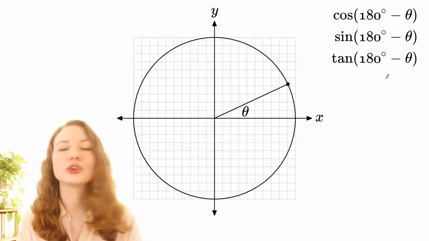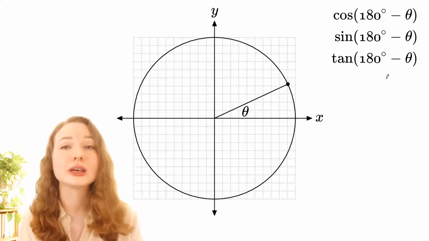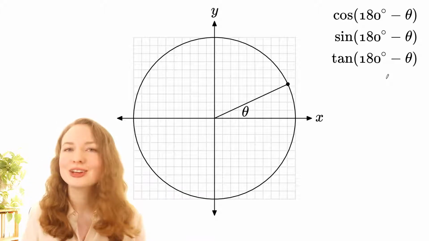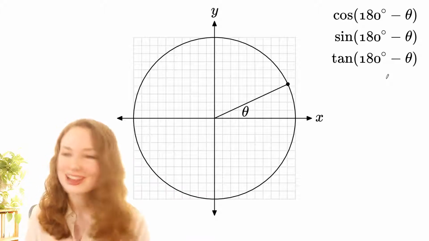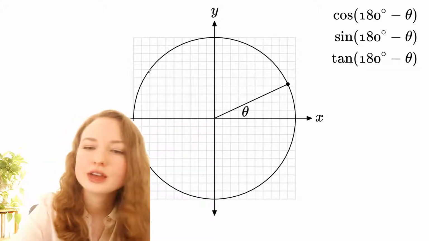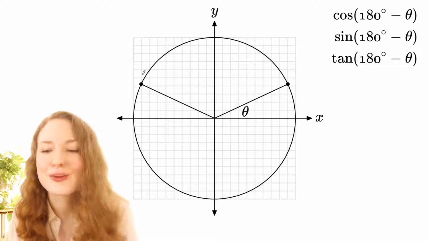All right, let's see if we can simplify these. So first thing you want to do is work out where in that diagram is 180 degrees minus theta. So as usual, pause the video whenever you feel like you can figure out the answer. So think of 180 minus theta as 180 and then go back theta. So that's going to be there.